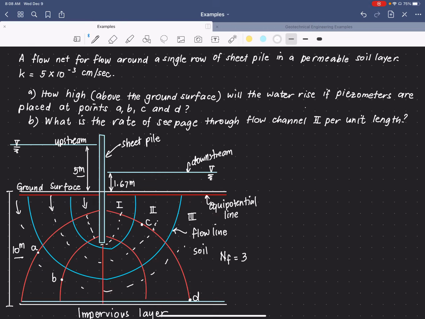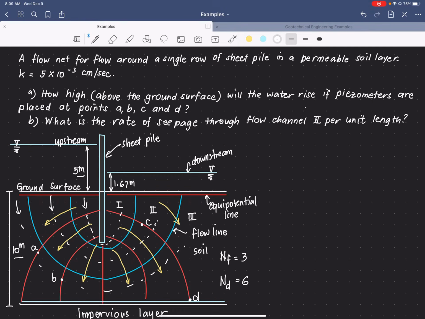Then our number of equipotential drops: we have here 1 drop, 2, 3, 4, 5, and 6. So the N sub D is 6.